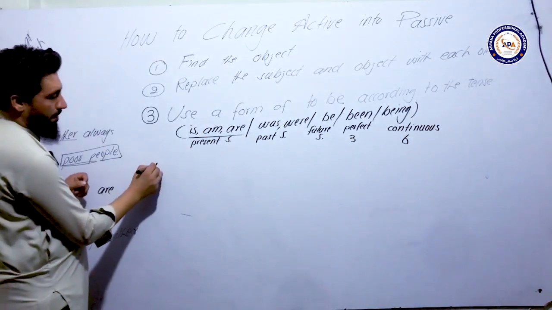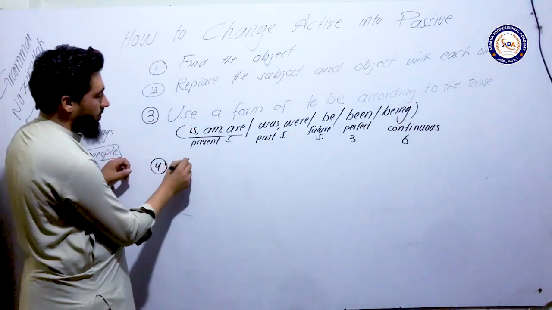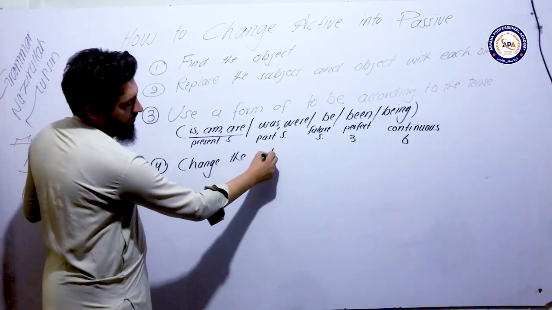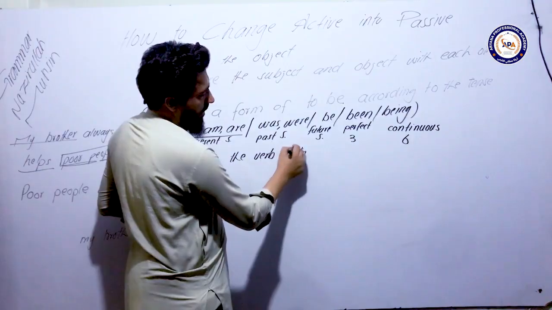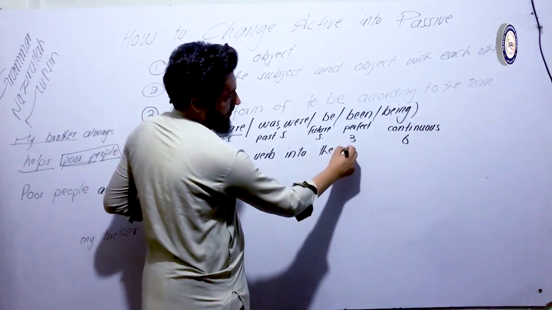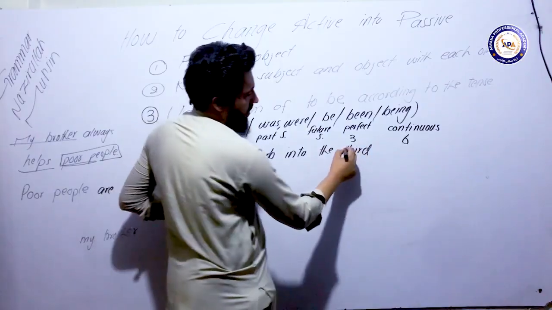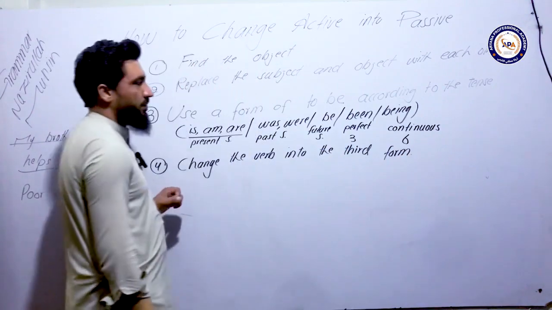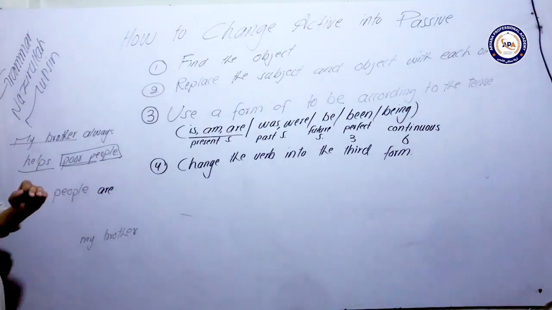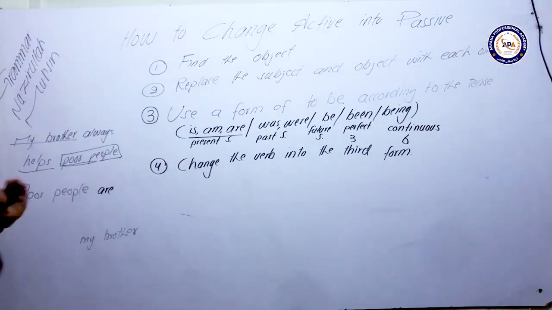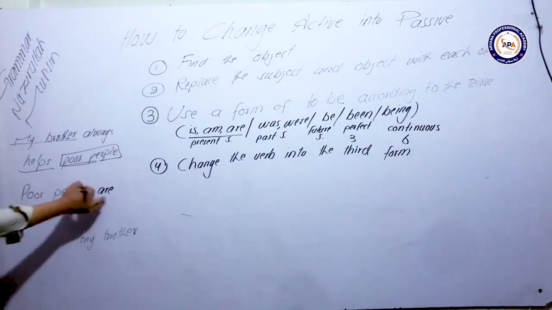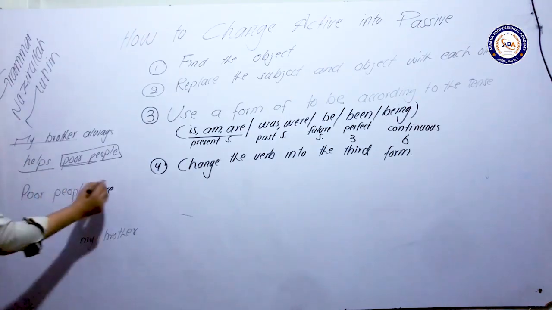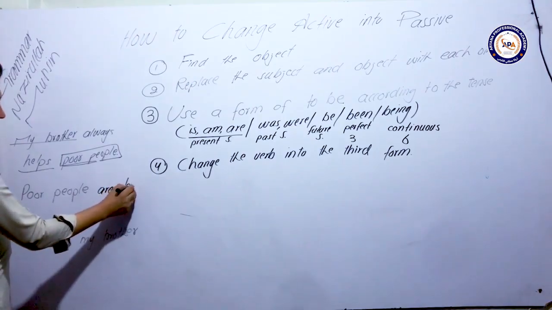Step number 4. Change the verb into the third form. Because in passive voice, we use only the third form of verb. Any other form of verb is not used. Poor people are. Now helps is used as a singular form of verb. It is changed into third form. Poor people are helped.